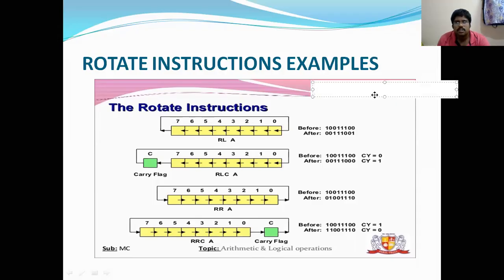Initially, consider that I have this data. What is the data I have? Initially, what he has mentioned is 1 0 0 1 1 1 0 0. This is the initial data I have. Now, what is the operation I am going to perform? I am going to perform RLA, that means rotate left accumulator. What does it mean? What is the thing that is going to happen?